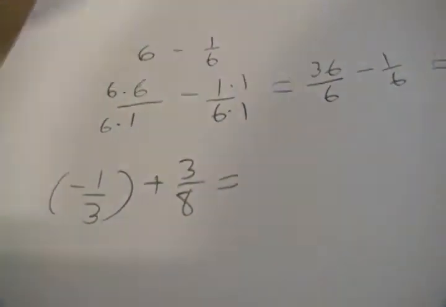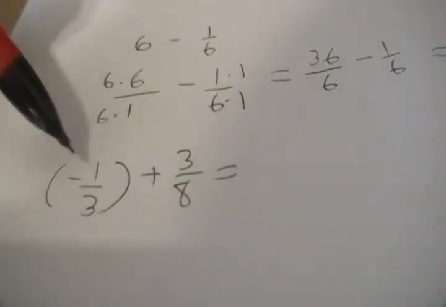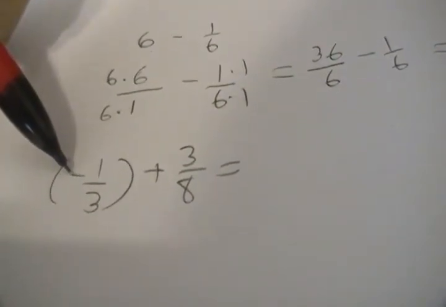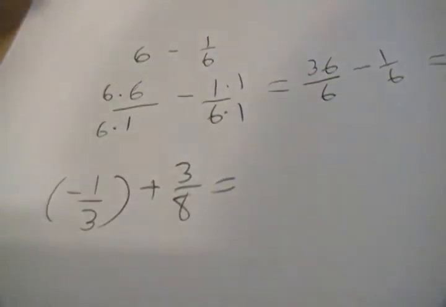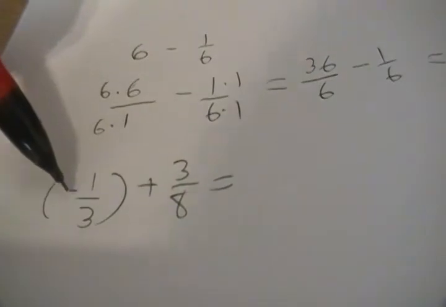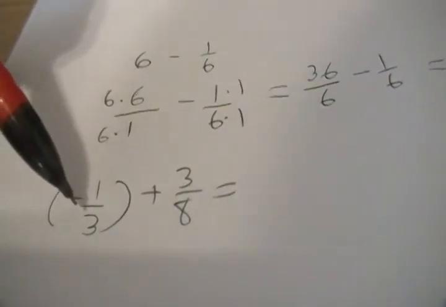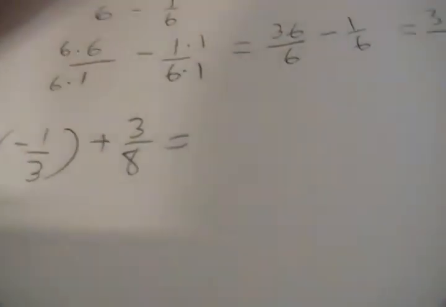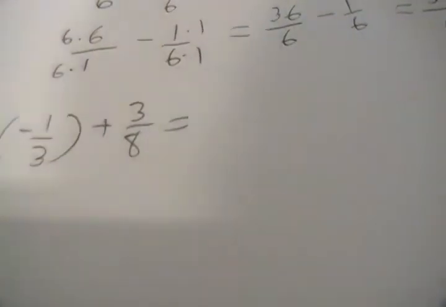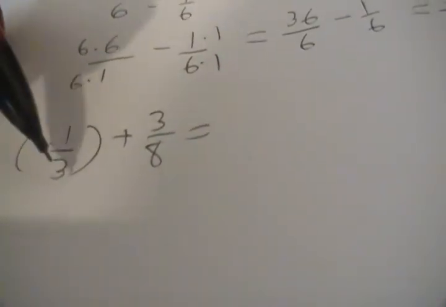Now, obviously, if the negative number is bigger than the positive number, then we're going to have a negative fraction. However, in this case, 1 over 3, well, let's see. We don't know yet, actually, do we? Okay. So, let's try to find a common denominator.